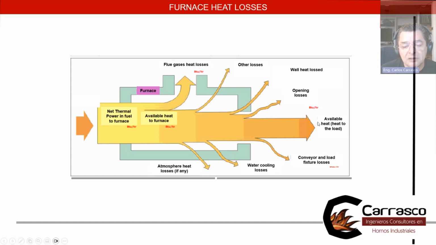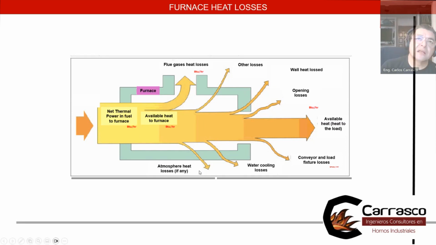Then I need to understand that that water is going to draw heat from my furnace, and I have to consider that also. If the furnace is continuous, then I have a conveyor that goes all across the furnace, carrying the load across the furnace, and then it will cool down, and I have to reheat it again every time it goes again into the furnace. So conveyor and fixture losses. Sometimes I have to put the load in a fixture that is not considered as production, but it will be considered in the heat losses of the furnace.